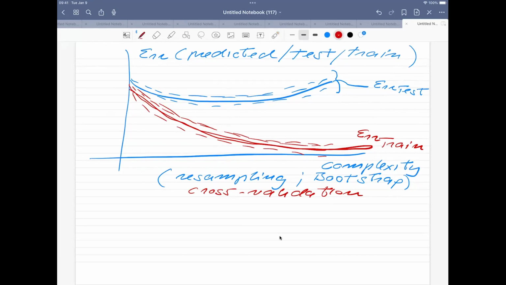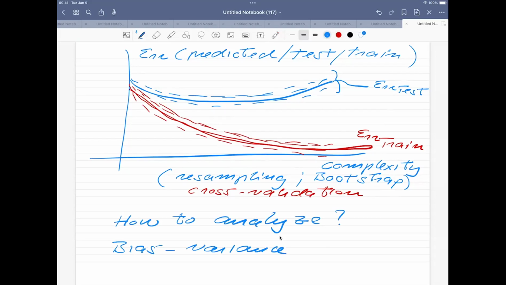Now, how do we analyze this? One of the ways of doing that is the so-called bias-variance trade-off. You will see that as a very common measure in many scientific articles, in many textbooks. So what does it mean? Let's take a look at the derivation of the bias-variance trade-off.